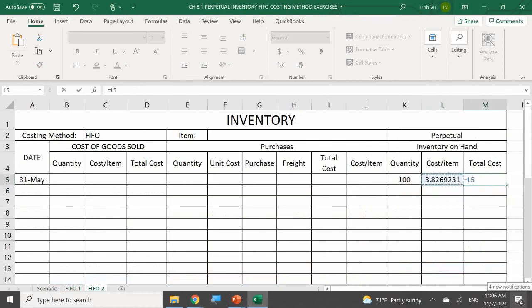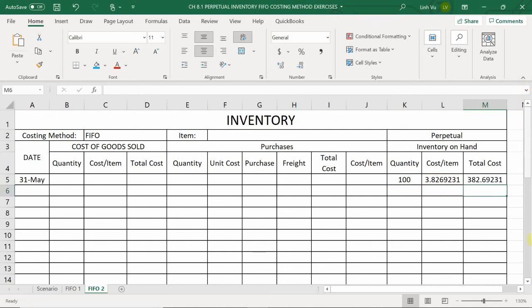$3.58, okay? So therefore, it should be $382.69. I'm still going to use the colors just as a reference point, then we can eliminate it the next time around. So this one was from my blue batch of inventory. Let's go ahead and see the next scenario.